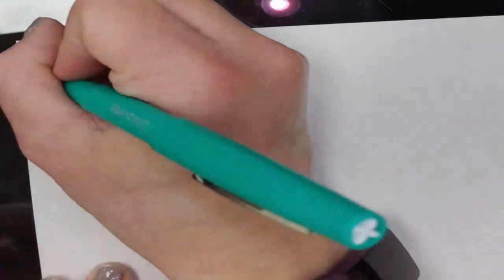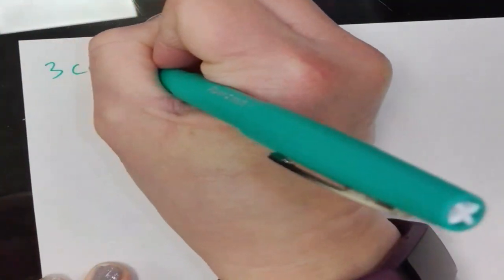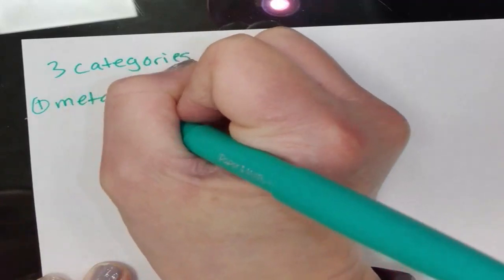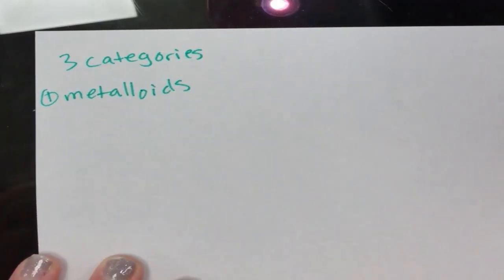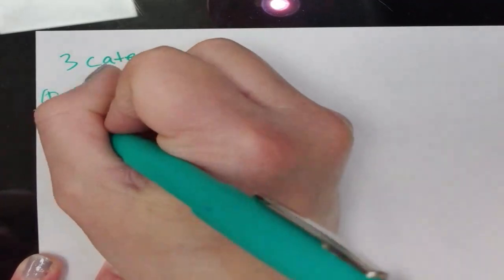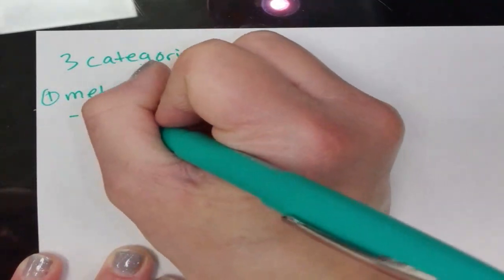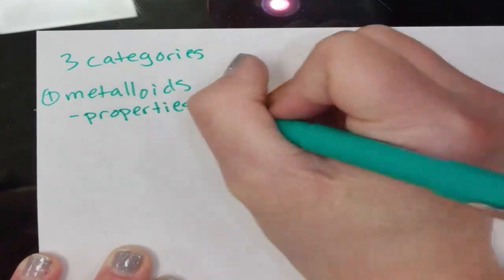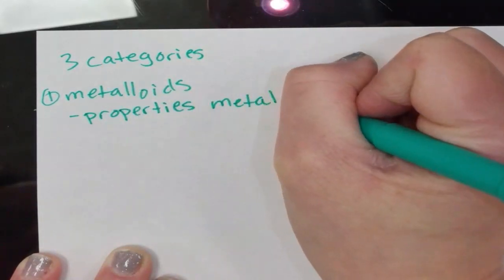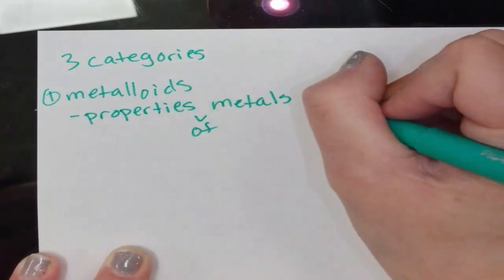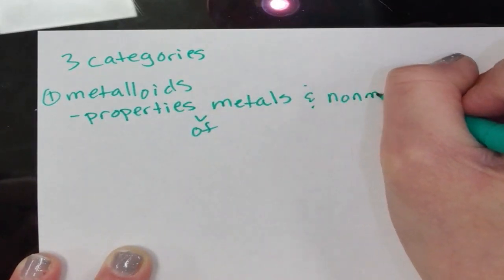All right, so today's lesson is going to be on an introduction to the periodic table and what different pieces of the periodic table mean. So let's start with our three main categories on the periodic table. And we're going to start with the metalloids because the metalloids actually are our dividing factor on the periodic table, and they're going to have the properties of both the other two parts of the periodic table, and those are called the metals and the nonmetals. So properties of metals and nonmetals.